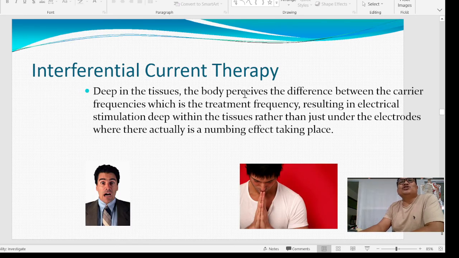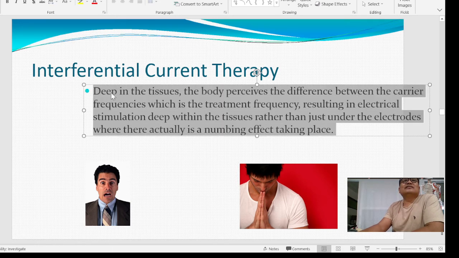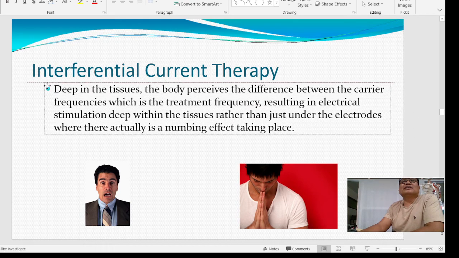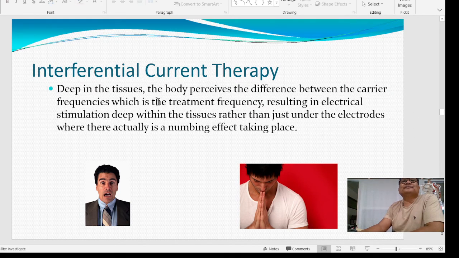So, deep in the tissues, the body perceives difference between the carrier frequency, which is the treatment frequency resulting in electrical stimulation deep within the tissues rather than just under the electrodes where there actually is numbing effect taking place.